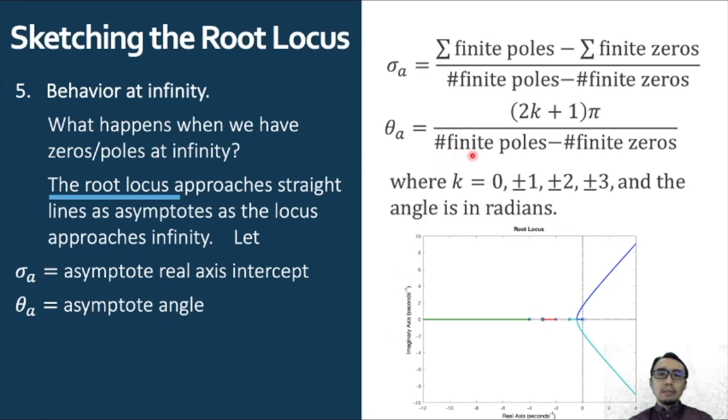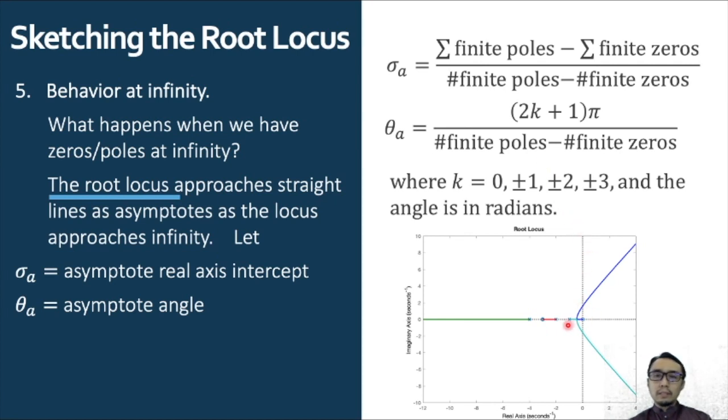So basically we can define the real axis intercept sigma A and theta A as follows, as shown here. Sigma A is equal to the sum of the values of the poles minus the sum of the values of the zeros, divided by the total number of poles minus zeros. And same thing here, the angle will be the odd multiples of pi divided by the difference between the number of poles minus the number of zeros.